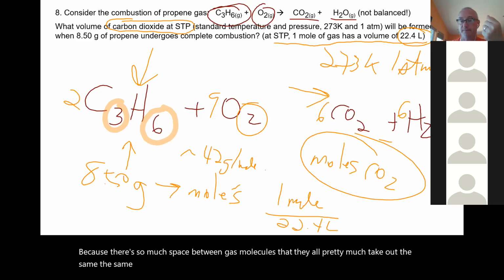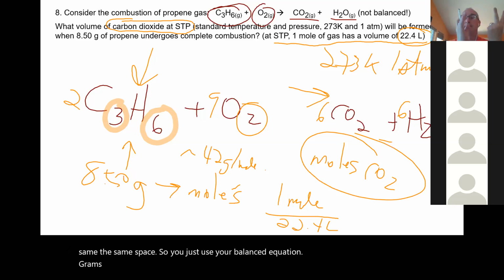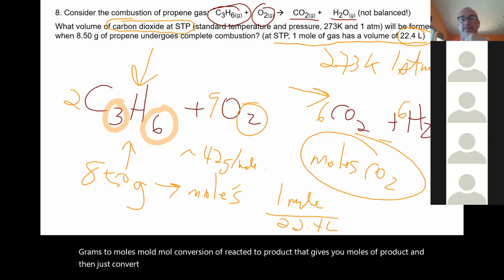So you just use your balanced equation, grams to moles, mole to mole conversion of reactant to product. That gives you moles of product, and then just convert that to volume.